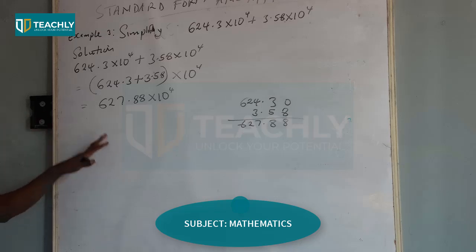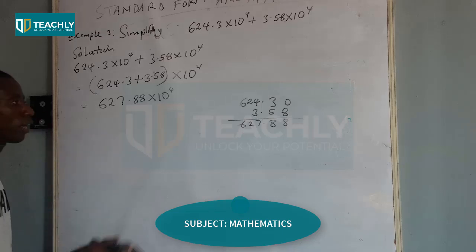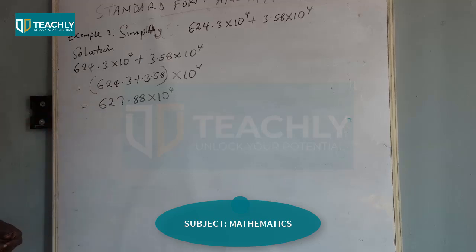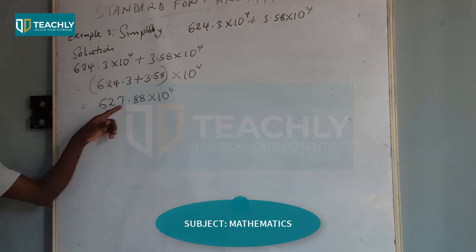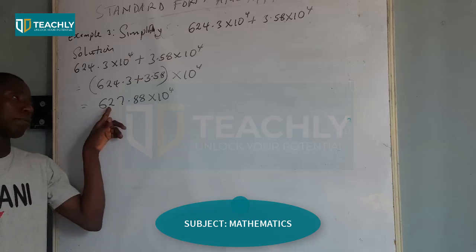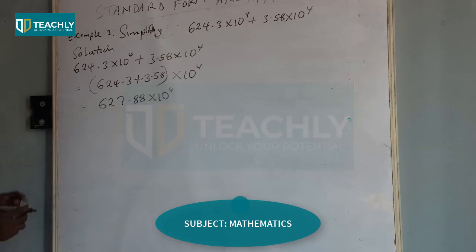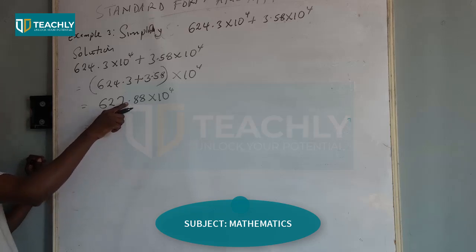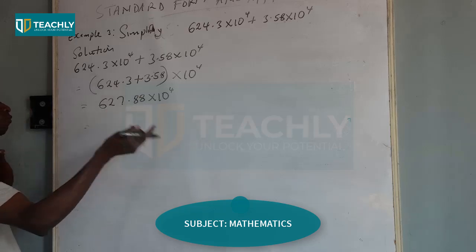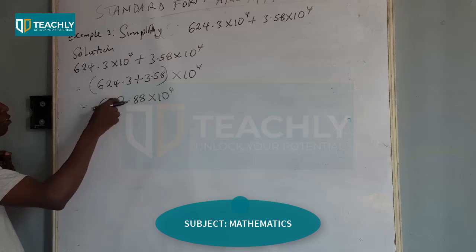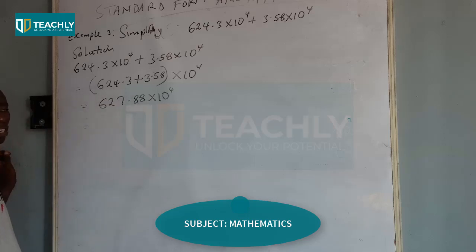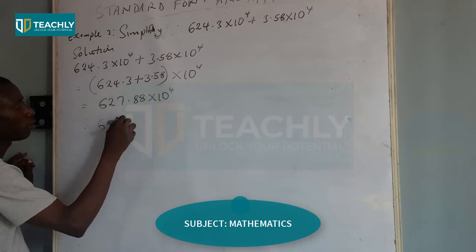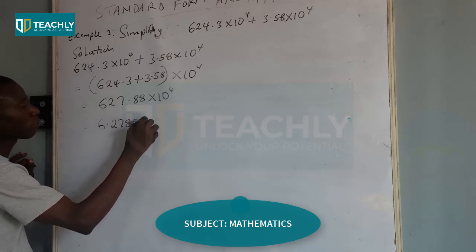But this is not the final answer. Why? Well, in standard form, we expect your decimal place to be behind what? Back of the first number. So in that case, let's shift the decimal point from here to the back of the first number. We are shifting from right to left first. 1, 2. That is 2. Then that's 10 power 2. So it will be 6.2788 times 10 power 2.